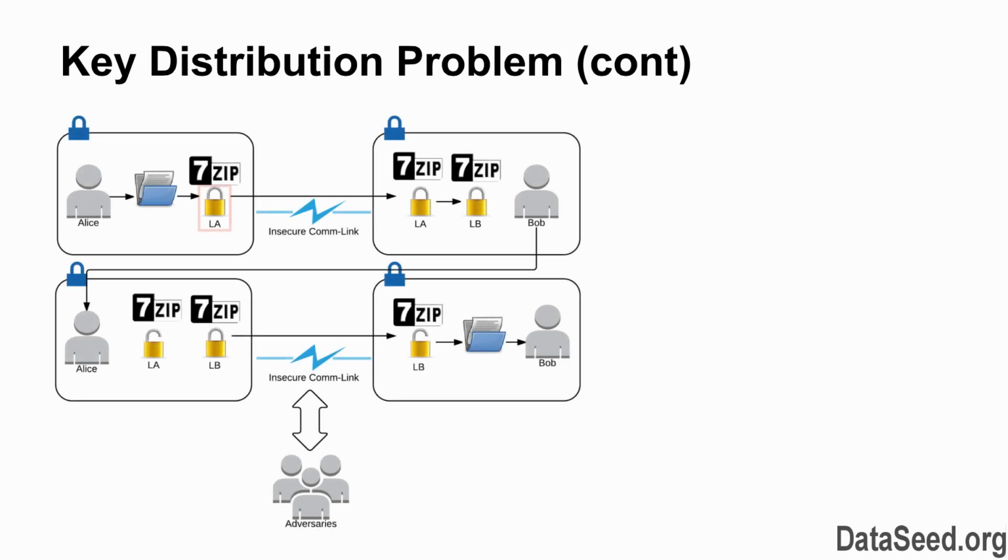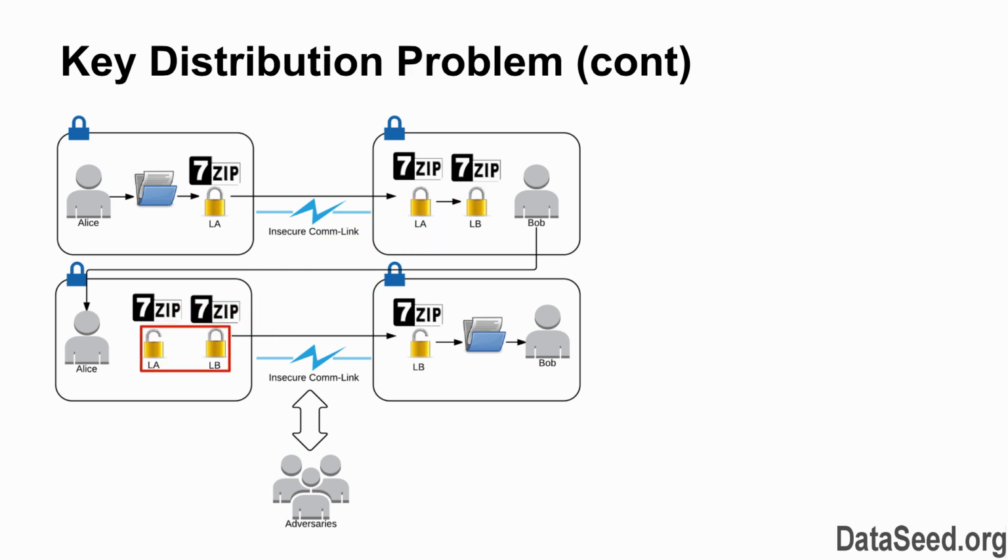Here's one way to tackle the problem using multiple locks. Suppose Alice locked her message with her own lock LA, and sends it to Bob. Bob can't unlock the lock as he doesn't have the key, but then adds another lock to the message, lock LB, and sends it back to Alice.